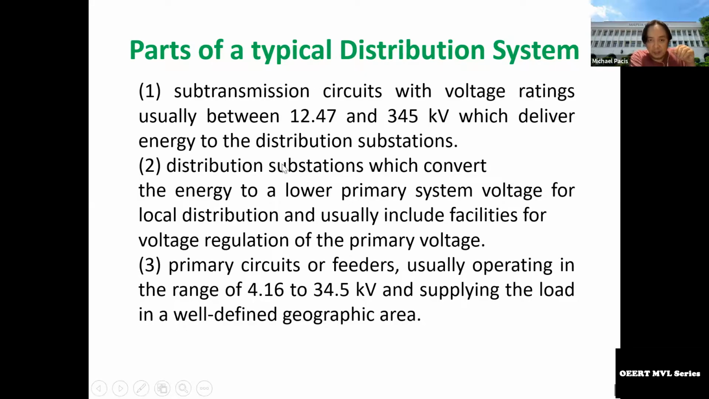And then the distribution substation converts, as we have discussed, from the higher subtransmission voltage to a lower primary voltage, with a local distributor, which on our side is Meralco. Then from there, you have your primary circuits, which is a 3-phase feeder supplying, for example, a 50 kVA 3-phase industrial customer. So you still need to have a primary distribution, usually in the range of 4.16 to 34.5 kV, supplying a load within a well-defined geographic area.